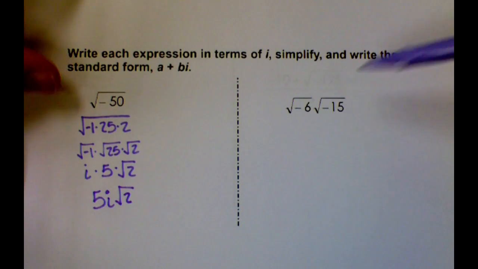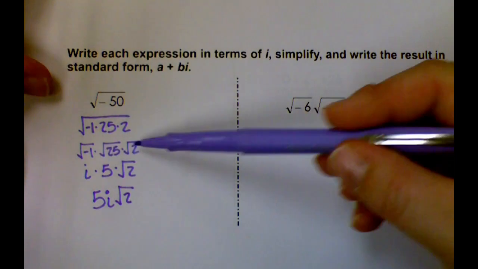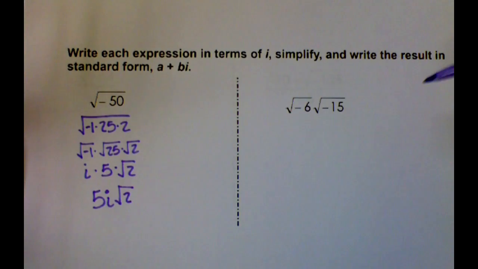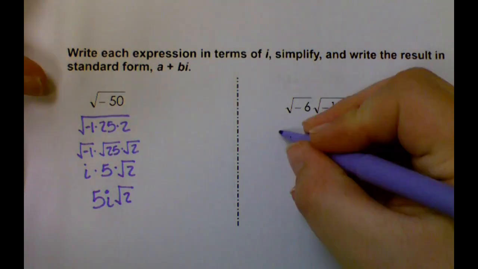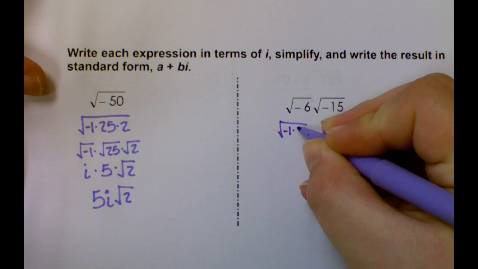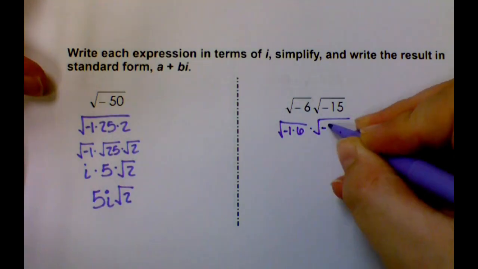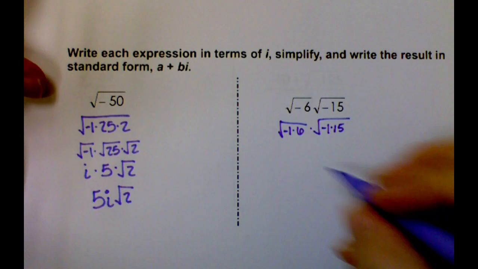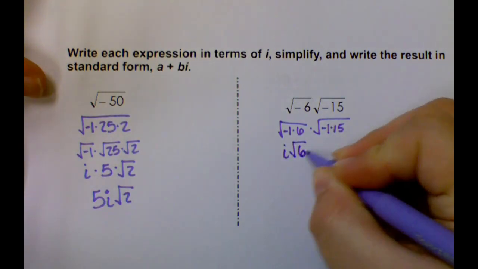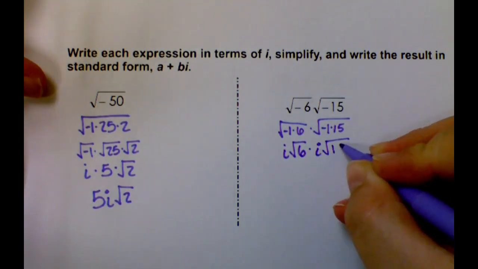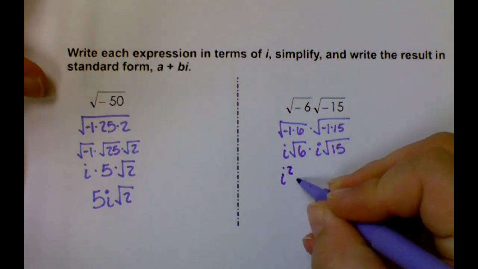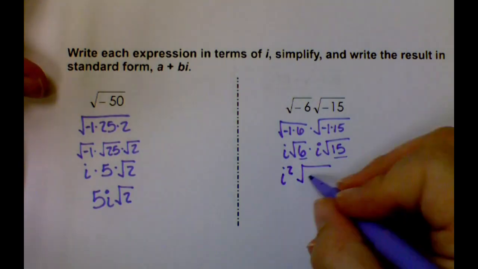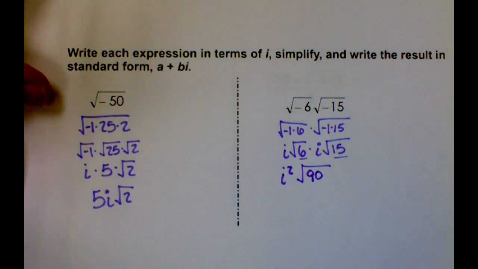Our second problem. I know it's tempting to say, okay, well, if I could separate these, I can mash them back together and call it the square root of 90. Don't do that. We have to deal with these negatives first. Remember that this is -1 times 6, and this is -1 times 15, which makes it i times the square root of 6 times i times the square root of 15. Take those i's out front together, then I can mash my two square roots together, making it i squared times the square root of 90.